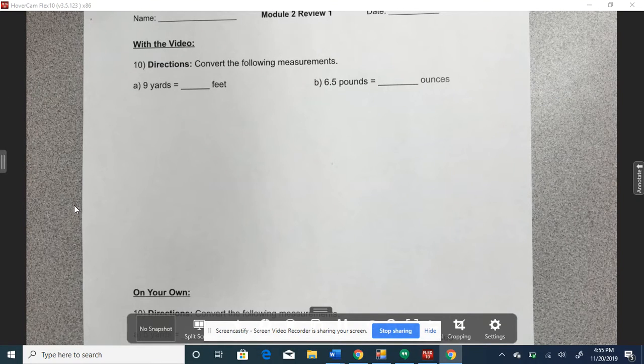This is the final section of our review. We're going to be using tables to convert measurements. We're going to start with A, 9 yards equals blank feet. Well, I remember that 1 yard is 3 feet. So I'm going to use that to help me.